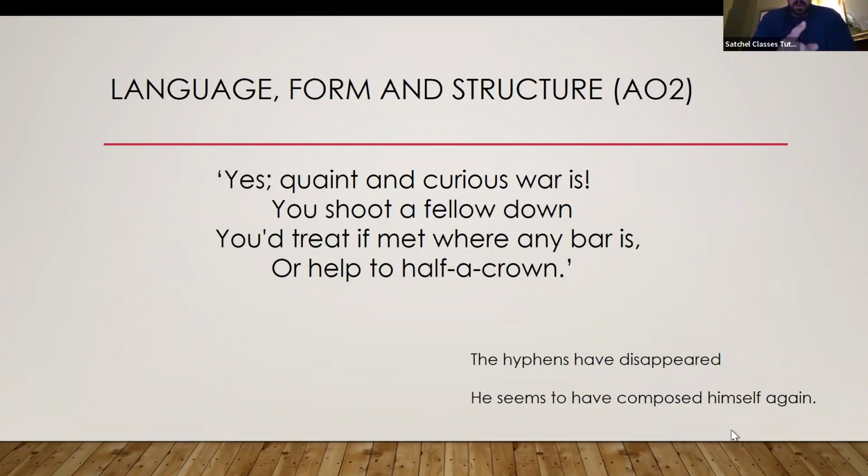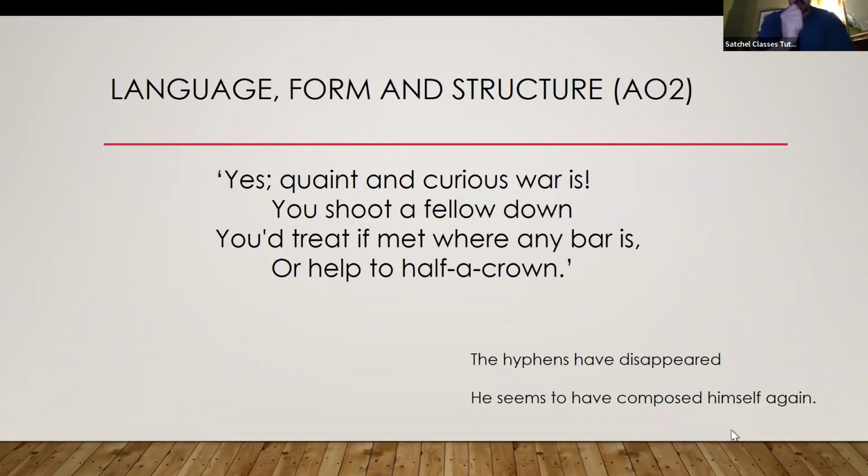Now, you'll see here the hyphens have disappeared. And that first "yes", followed by the semicolon, which is a caesura, being a pause in the line of a poem, often highlighted by a piece of punctuation like a semicolon or an exclamation mark or whatever. But yes, it's almost like he's made up his mind. He's almost talking this thought process to himself.